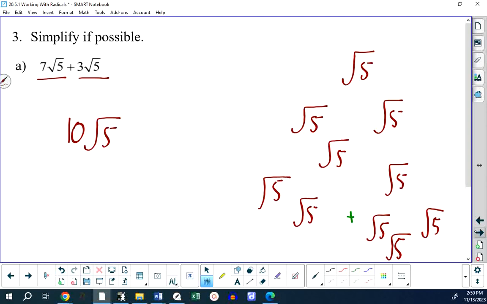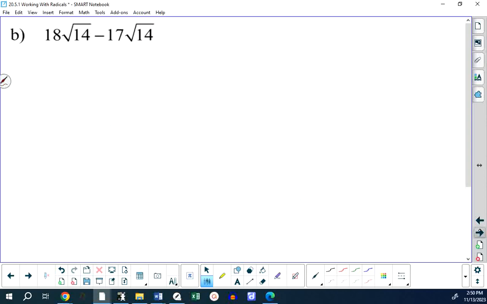They're like terms or similar terms. Okay. Are these similar terms? Yeah, they are root 14s. So, let me bring that other monitor back. They are root 14, so we have 18 of them minus 17 of them. I have 18 pizzas and I eat 17 of them, but not by myself. What do I have left? I have one pizza. So here we would have 1 root 14 or root 14.